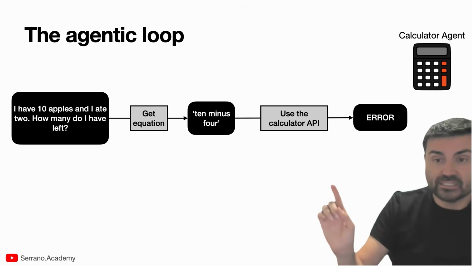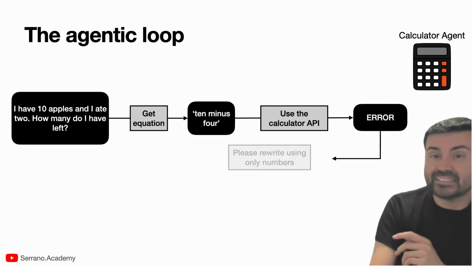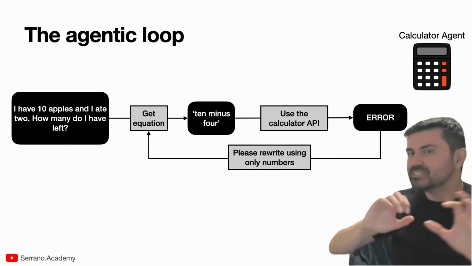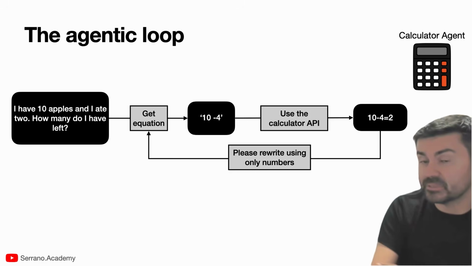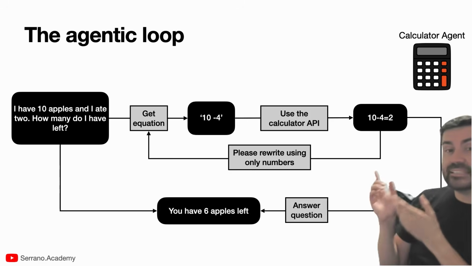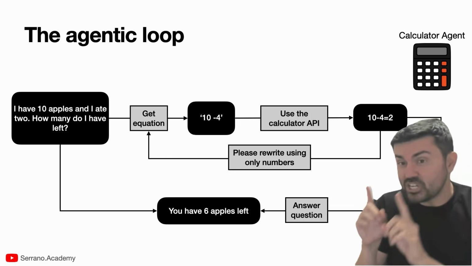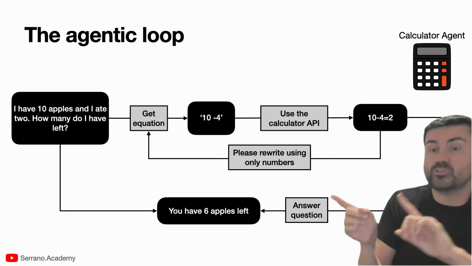So you could just use the fact that this is an LLM, that it has some criteria, and then it's able to say, hey, what you gave me was not good. Help me out. Please rewrite it using only numbers. And then it does that, and then the correct answer comes out. So basically, you're not hard coding all the possible errors that can happen and what to do with each error.